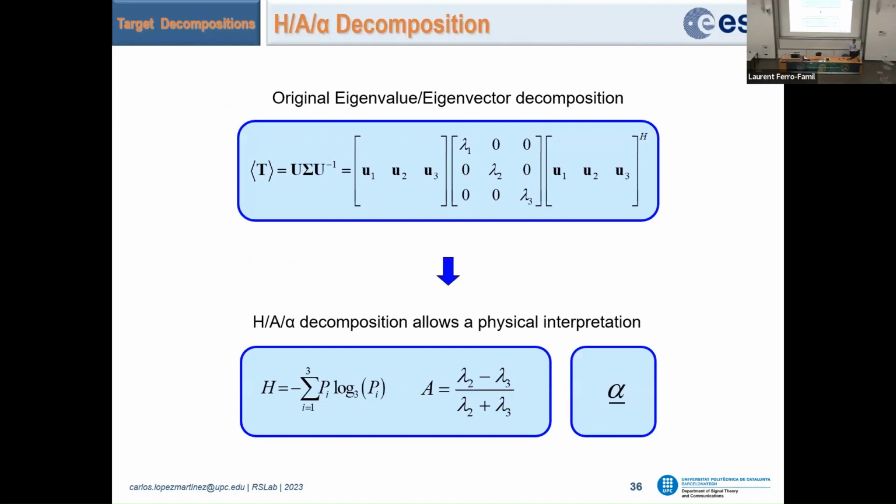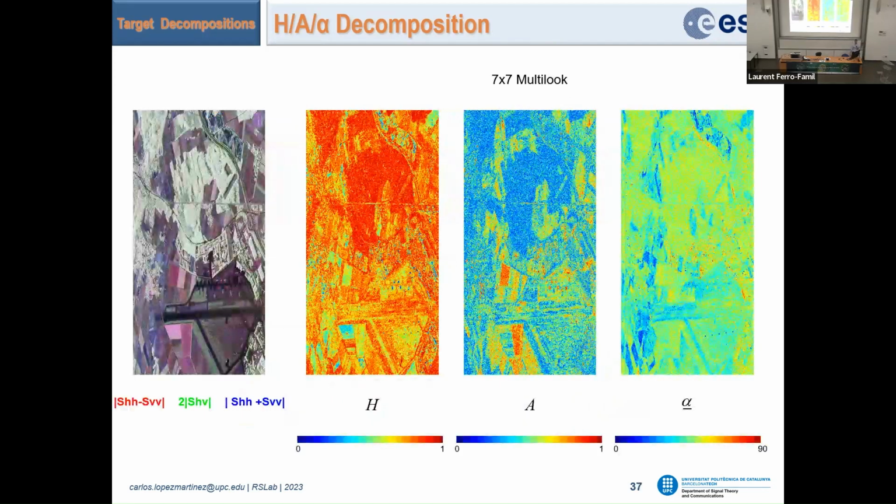So therefore we have transformed the original eigenvalue, eigenvector decomposition in terms of new parameters: the entropy, the anisotropy, the alpha decomposition. This is the relation between the mathematics and the physics. Let's go to see one example.